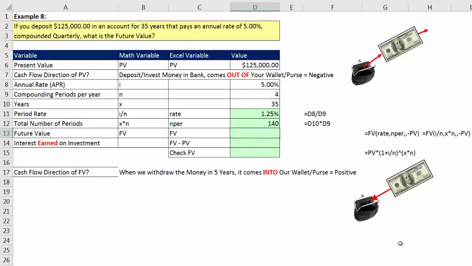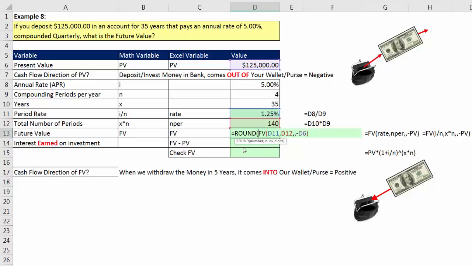Total number of periods, I'm going to take 35 years times 4 quarters, and there it is, 140. Now we can use equals FV tab, period rate, comma, NPER, comma. We don't have any payment, comma. Present value, this is negative again. This is another investment example. We put 125,000 in at time 0. Close parentheses. Drum roll, please. There it is. 711,564 and 83 pennies. That is the power of compound interest.